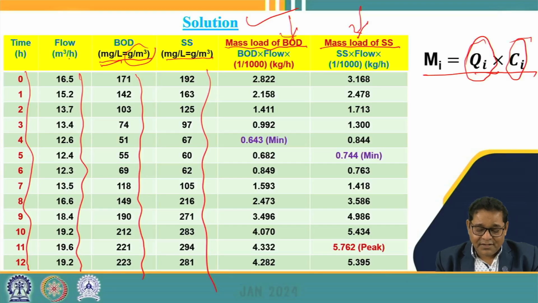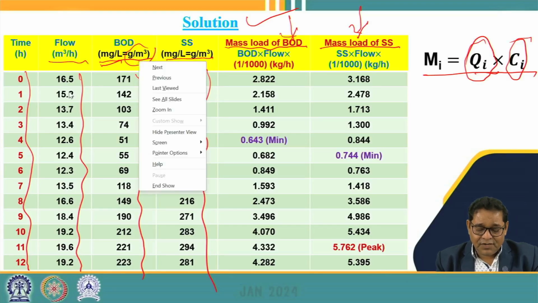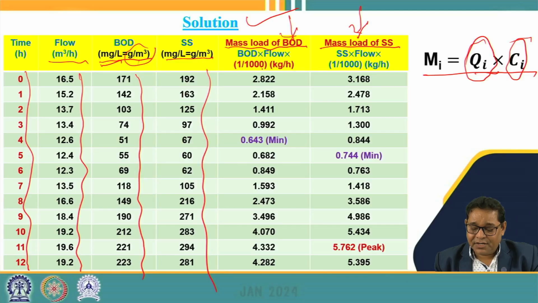So here if we multiply the flow and the BOD, it will give us the value 16.5 into 171. The unit, if we see, is gram per meter cube, and this is meter cube per hour. So if we multiply, we get the value in gram per hour. But again, if we divide by 1000, it will get converted into kg per hour. So whatever mass loading rate we are determining in this table is in terms of kg per hour. That's why this multiplication factor of 1 by 1000 is taken in this calculation.